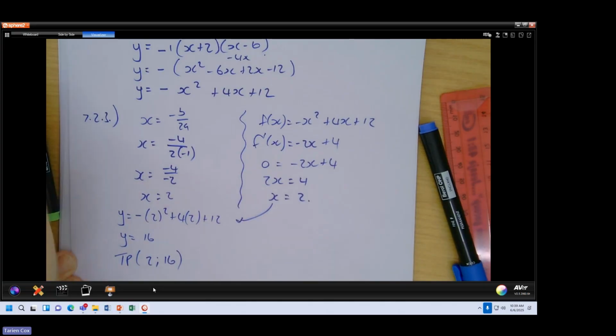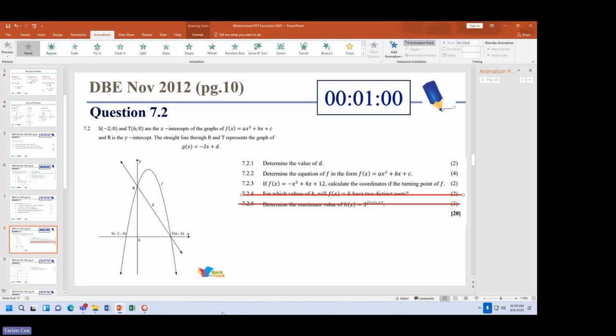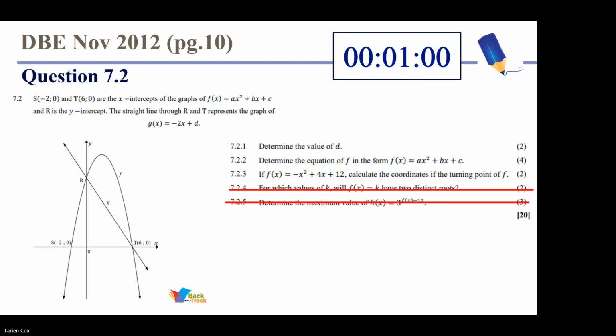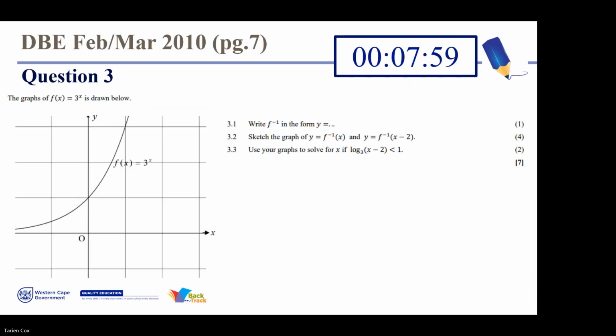Okay. So let's look at our next question. We need to move on to question 3, onto your page 7 for me, please. We go on to question 3. And there are 3 questions there.